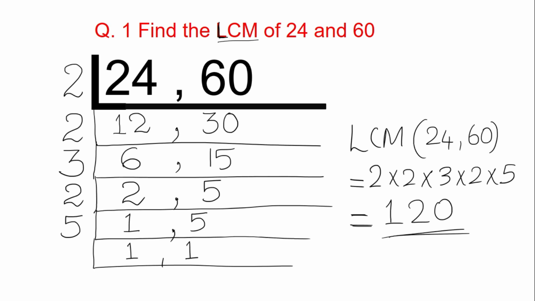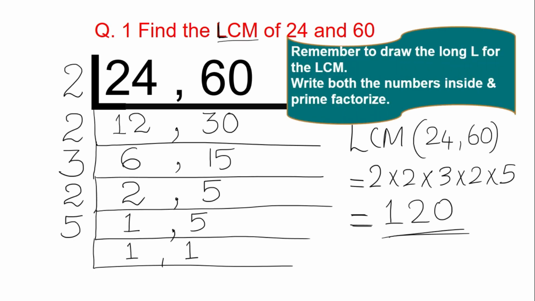You have many methods of finding the LCM using the factor tree, or here I would prefer this to be the easiest for you to remember and to learn. Just think about the L. Remember to draw the long L for the LCM. Put both the numbers inside and prime factorize.